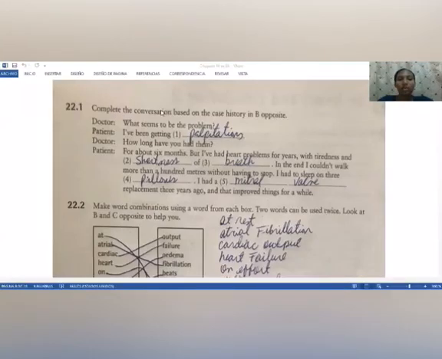Complete the conversation based on the case history opposite.